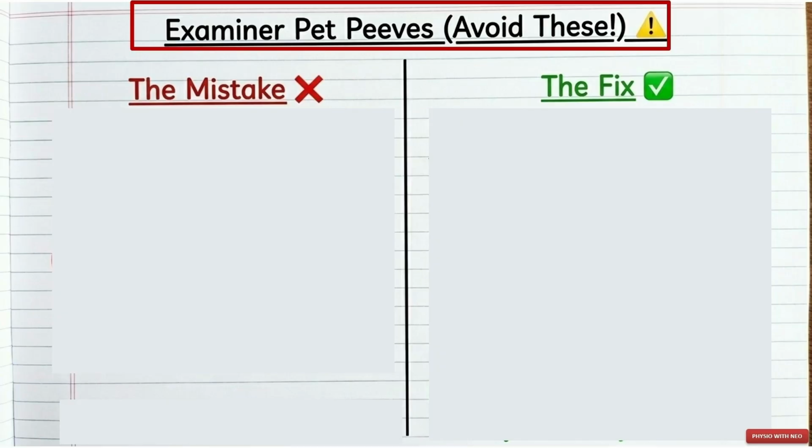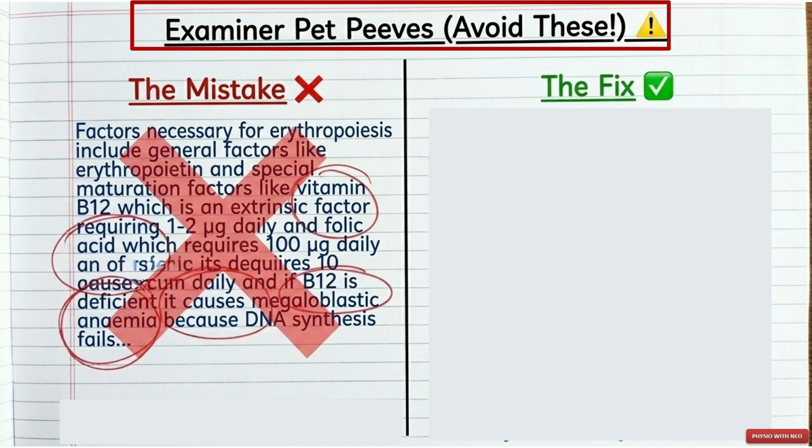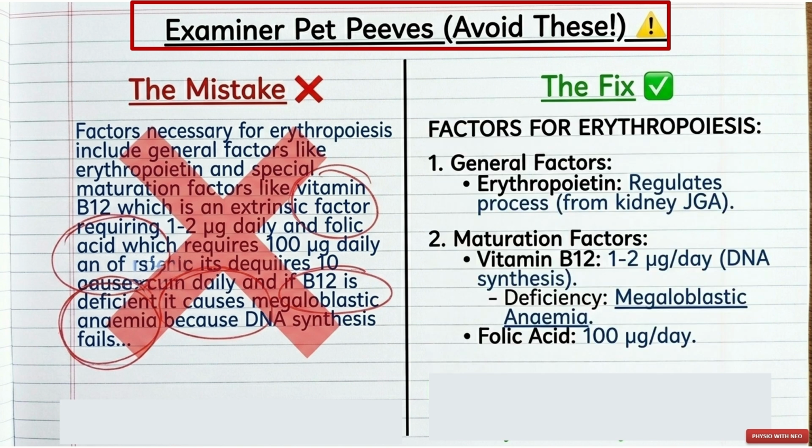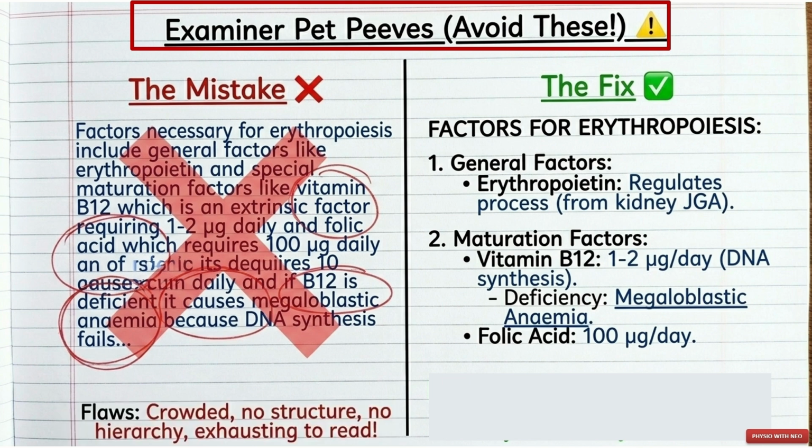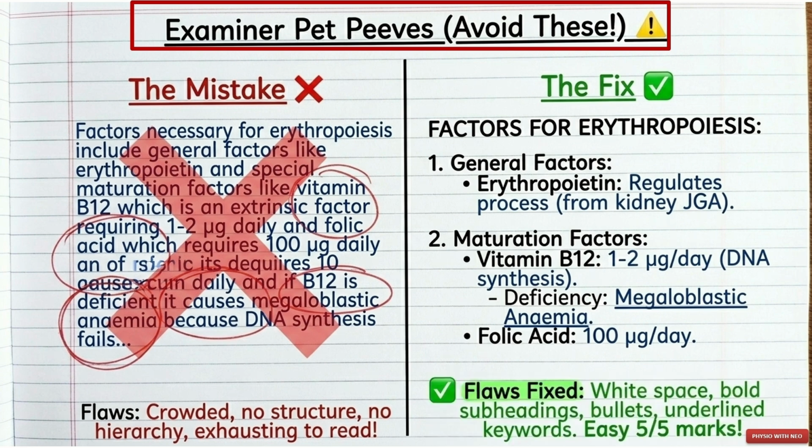Let's start with the most common mistakes the students make. Mistake number 1. Writing the factors required for erythropoiesis randomly. Instead, remember them in categories like general factors, maturation factors. Mistake number 2. Writing the whole answer in a crowded fashion. No structure, no hierarchy, exhausting to read. You can fix them by keeping white space, bold subheadings, bullets, underlined keywords to get the maximum marks. In the next slide, I will show you the easiest flowchart to remember the entire maturation pathway.